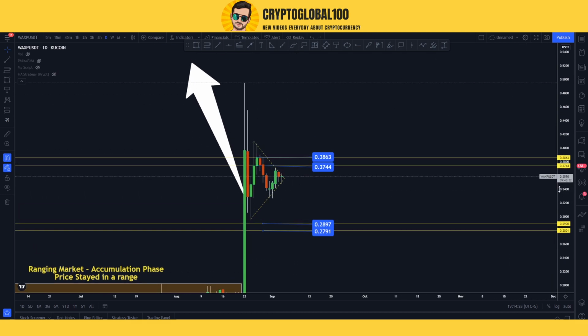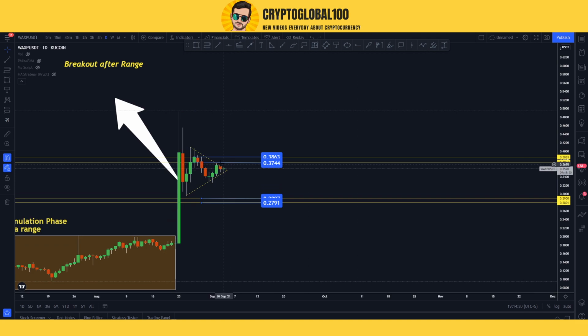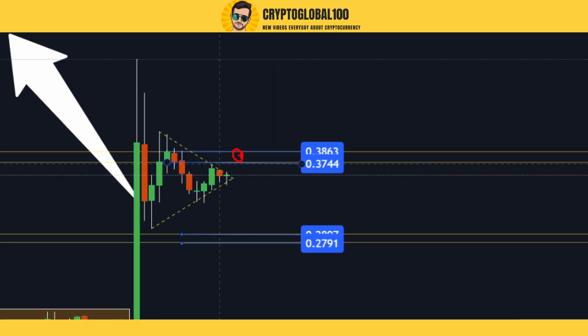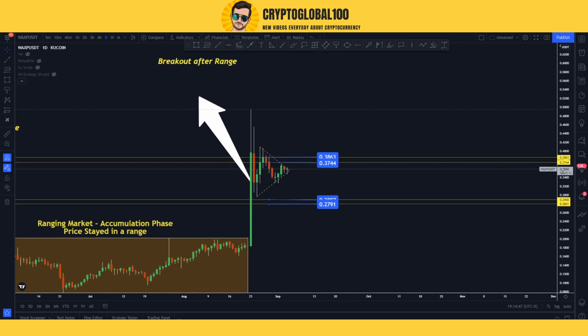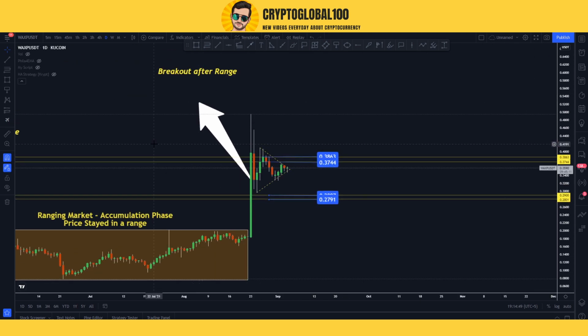Those who want to sell can sell around this area if this level gets tested. But if it gets rejected from here, then you have to quickly place your buy orders somewhere around this level. Okay, so this is the analysis of the WAXP USDT pair.